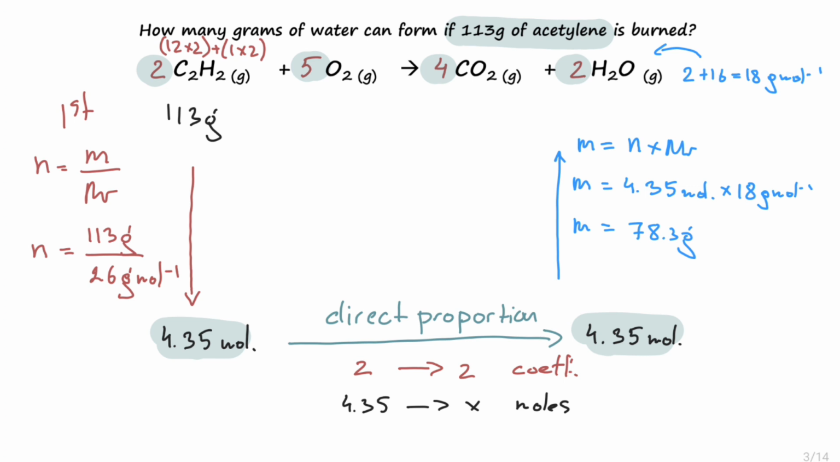Okay, so mass will be equal to 78.3 grams of water. Guys, if you use 113 grams of acetylene, you will produce 78.3 grams of water. First, you need to find the number of moles.